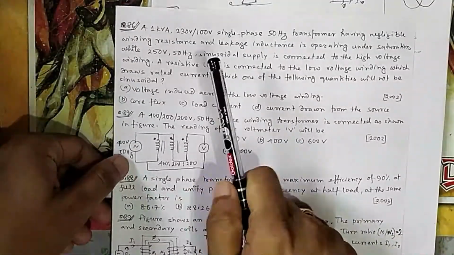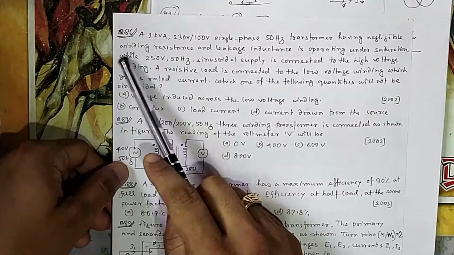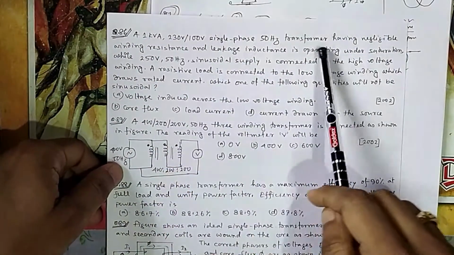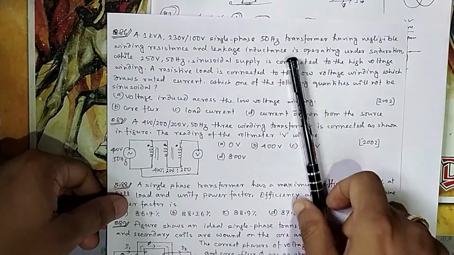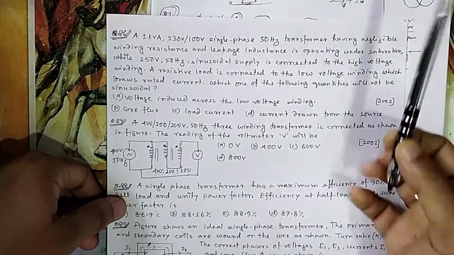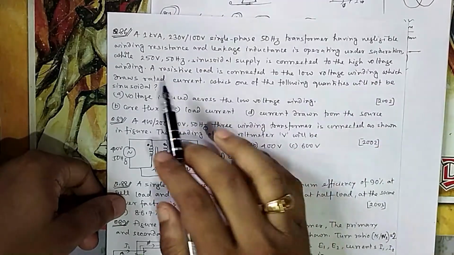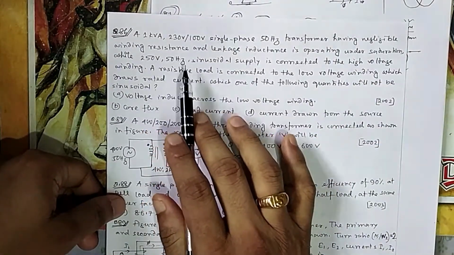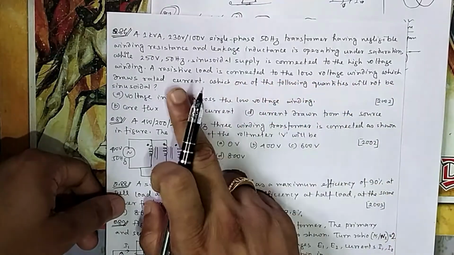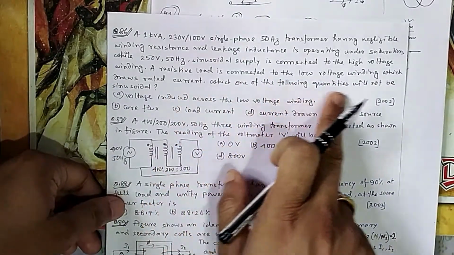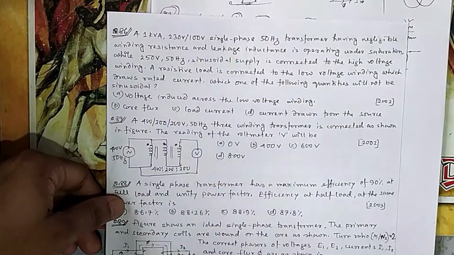Now if you come to question number 86, the 1 kVA 230 by 100 single phase 50 Hz transformer having negligible winding resistance and leakage inductance is operating under saturation. You have to be careful, it is operating under saturation. While a 230 V, 50 Hz sinusoidal supply is connected to the high voltage winding, the resistive load is connected to the low voltage winding which draws the rated current. Which one of the following quantities will not be sinusoidal?